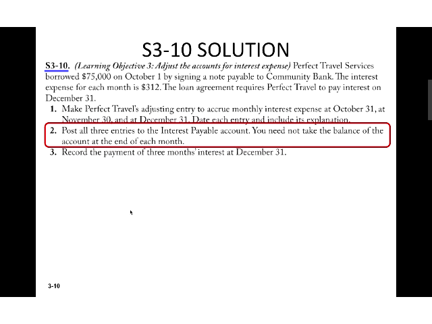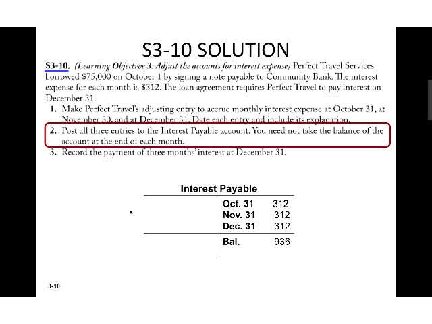Next, requirement 2 says to post all 3 entries to the interest payable account. We don't need to drop a balance in. So what we're going to do is a T account, interest payable. It's a liability. So we're going to see on October 31st, November 30th and December 31st, $312 each. Those were the credits to interest payable, and then our balance at December 31st is $936, which is $312 plus $312 plus $312.